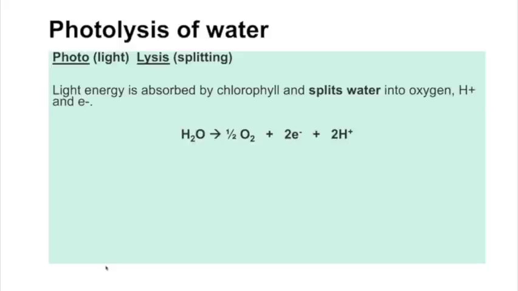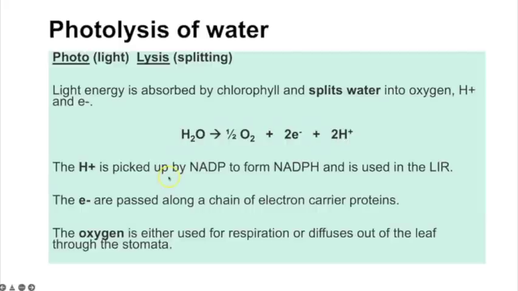So photolysis of water means light energy is absorbed and then that splits the water. And it splits it into oxygen, electrons and protons, which are hydrogen ions. What then happens is the protons are picked up by NADP to form reduced NADP or NADPH, and that is then used in the light-independent reaction.